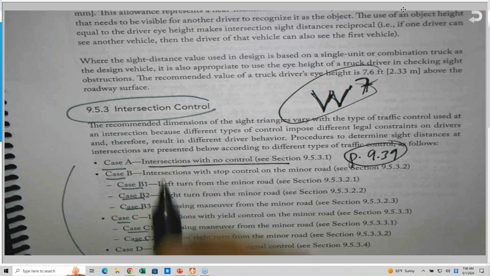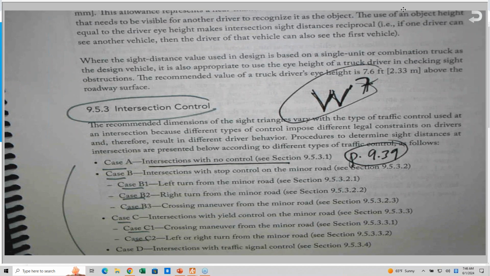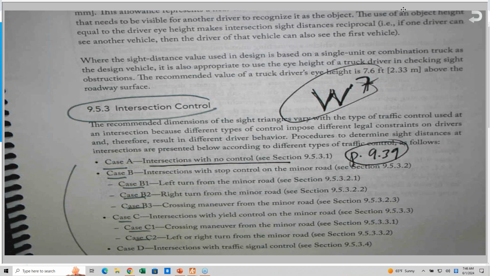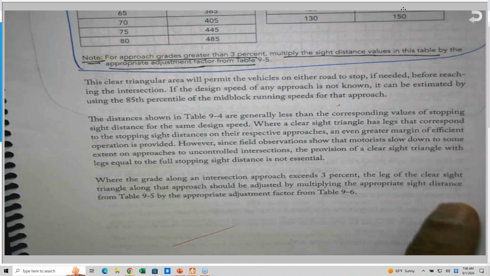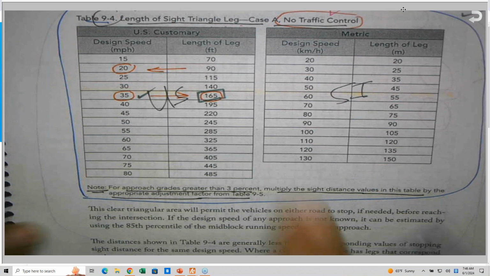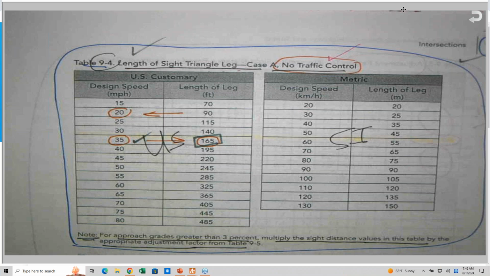So let's go to case A. Case A has a difficulty, a challenge, let me put it that way. The challenge is that the equations are not given, which is a similar triangles problem. They gave you the case A table on page 9-41. I hope you have the book with you, 9-41. So this is case A.